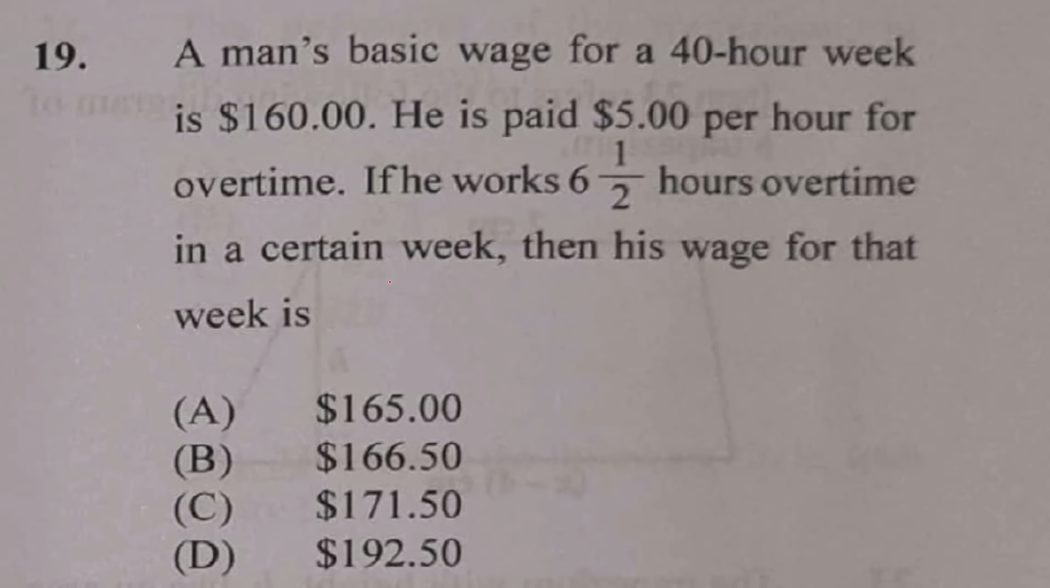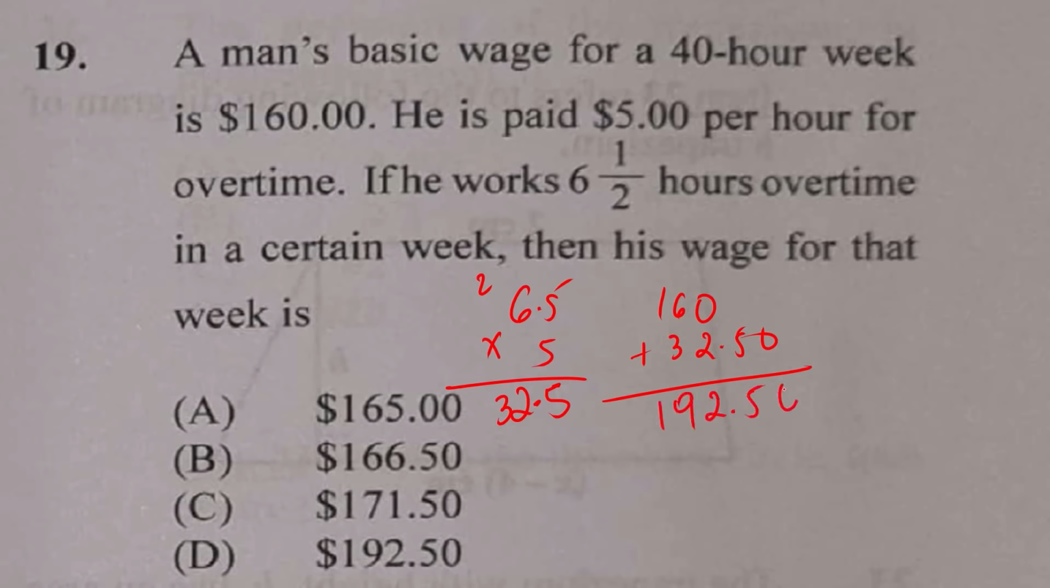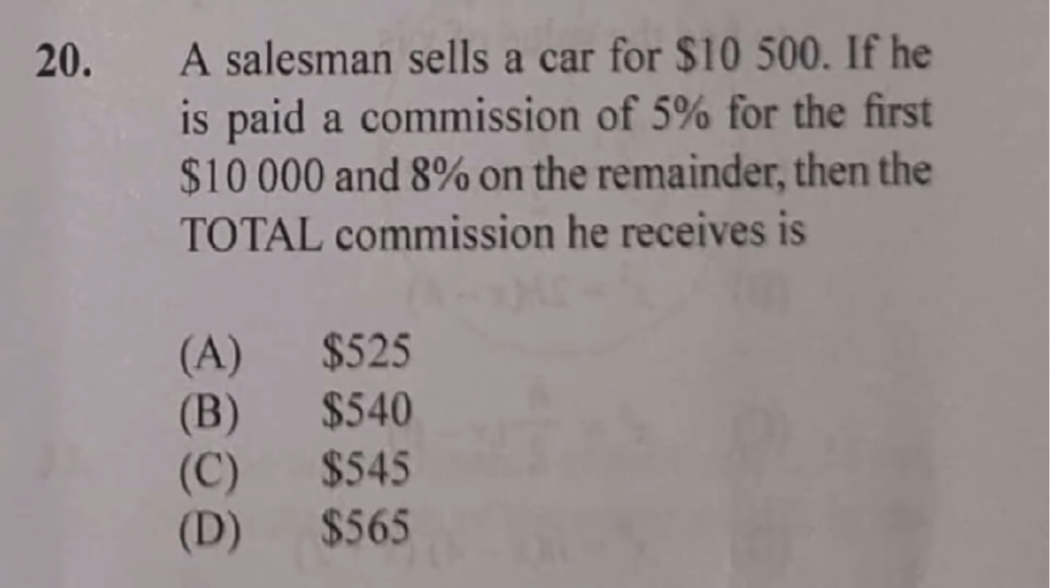So the overtime is 6.5 hours, so we have 6.5 multiplied by $5. So 5 times 5 is 25, carry a 2. And we have 6 times 5 is 30, and 2, we have 32. And then one decimal place, so he gets $32.50 extra. His normal salary would be $160 plus $32.50, and that's going to give him $192.50. So his wage for that week is going to be $192.50.